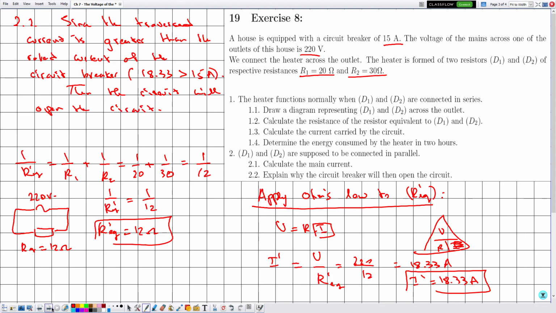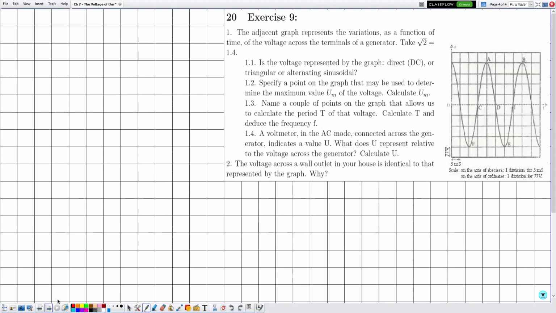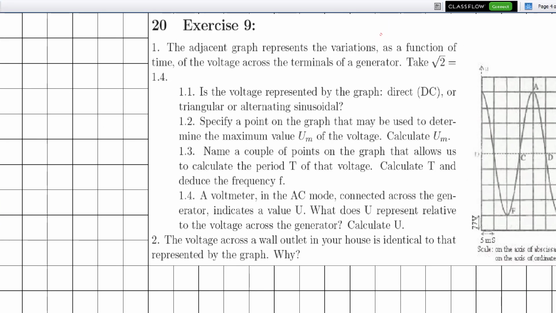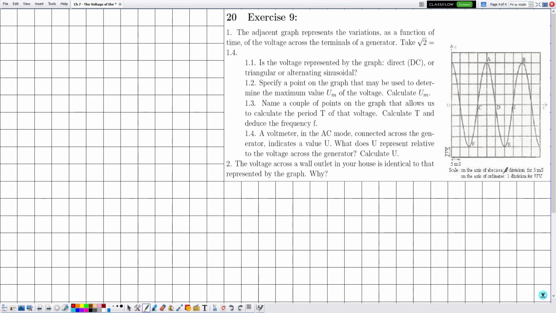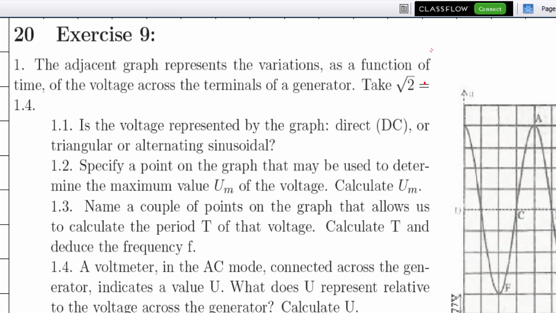And moving to the final exercise of this part and in this chapter, exercise 9, the adjacent graph represents the variation of the voltage U as a function of time. Okay, so the variation as a function of time of the voltage across the terminals of the generator takes square root of 2 is equal to 1.4.